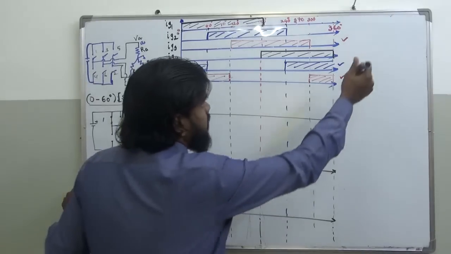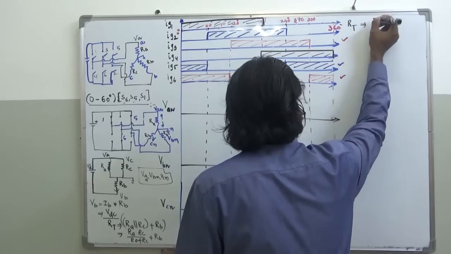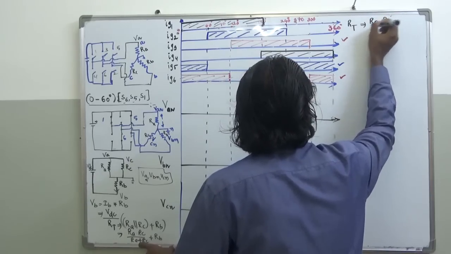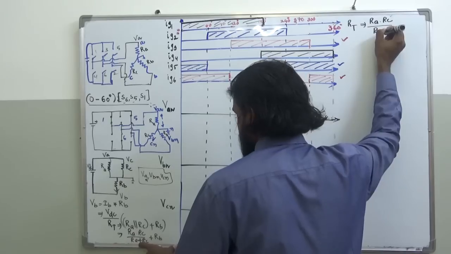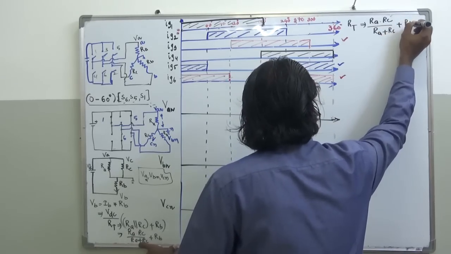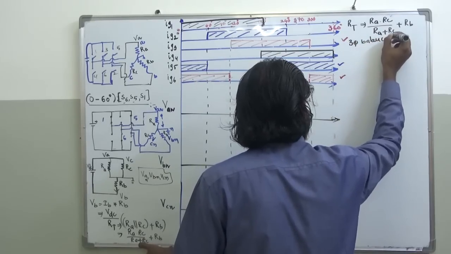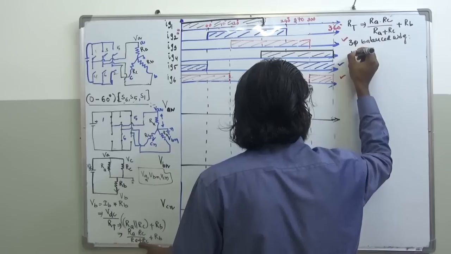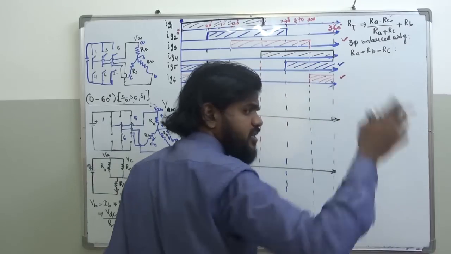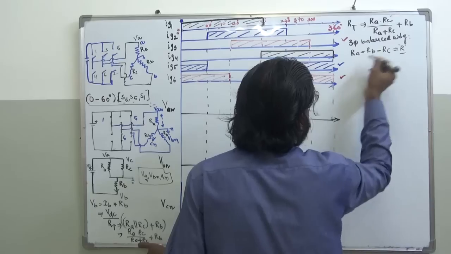I'm going to take the same thing here. So what is RT? RT is RA RC divided by RA plus RC, plus RB. So in a three-phase balanced winding of a three-phase induction motor, you have RA equals RB equals RC. In fact, all the impedances of the three phases are equal, and can be taken with a value of R ohms.